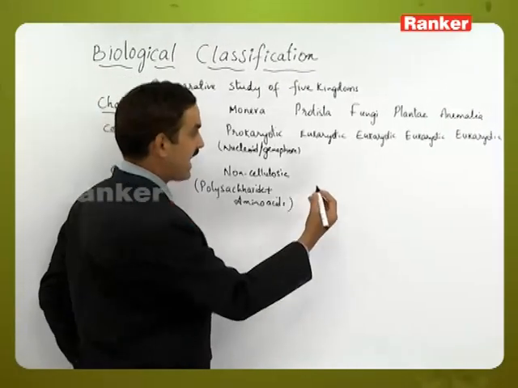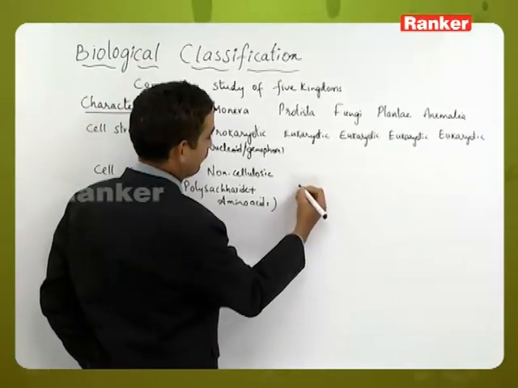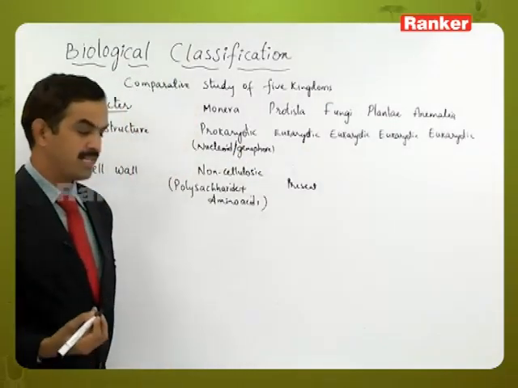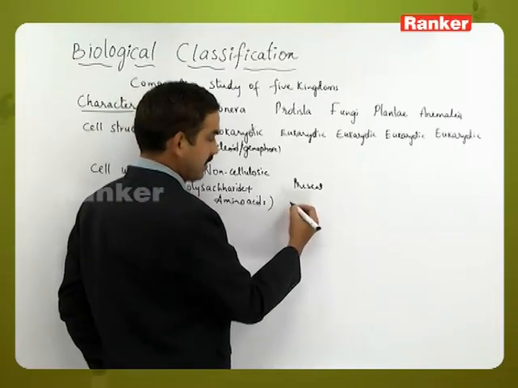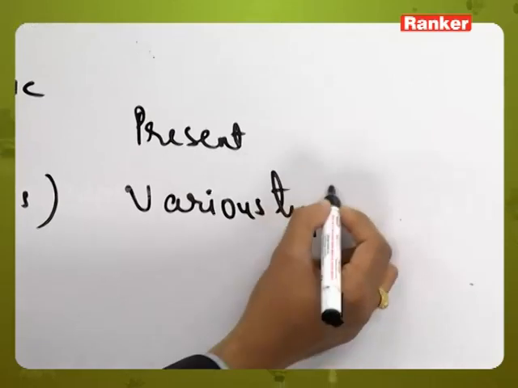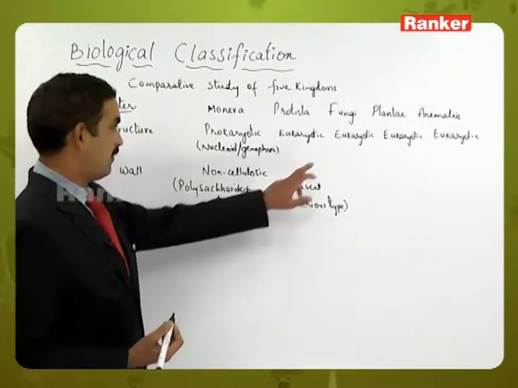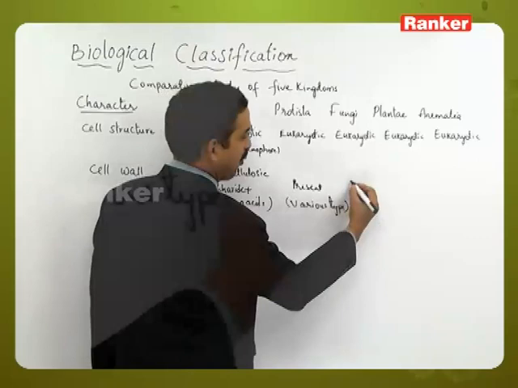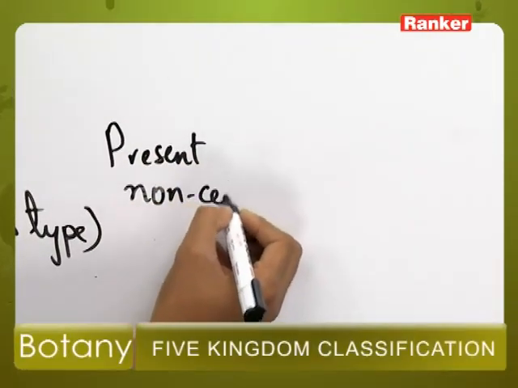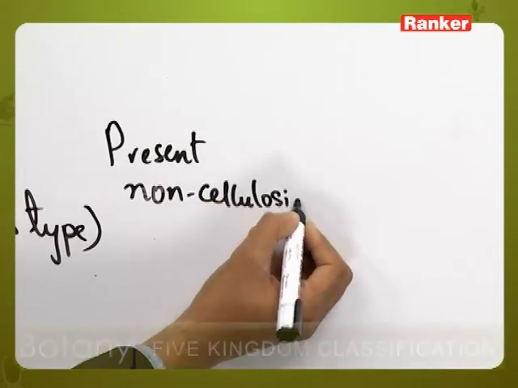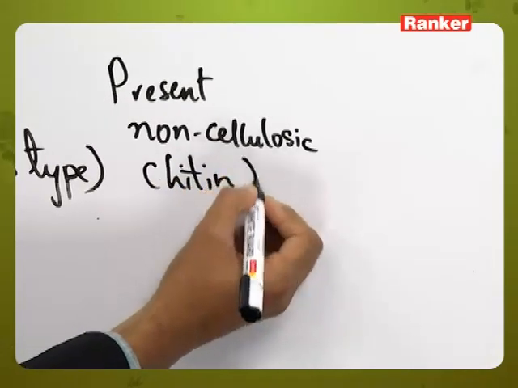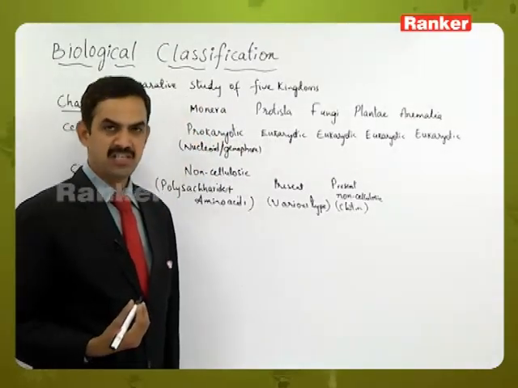Whereas Protista have a cell wall, but this is of various types. Fungi also contain a cell wall. It is also non-cellulosic. Already we were discussing, instead of cellulose, it contains a nitrogen containing polysaccharide that is called chitin.